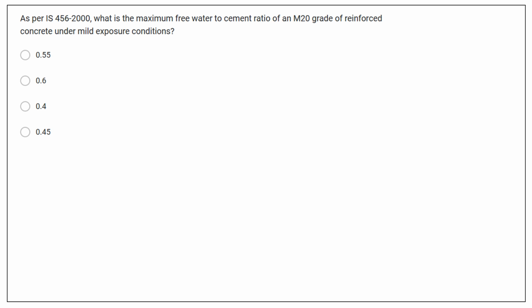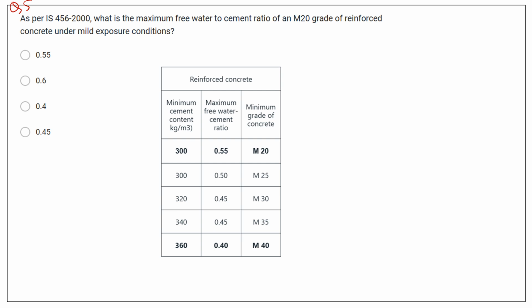Then fifth question. As per IS 456-2000, what is the maximum free water to cement ratio of an M20 grade of reinforced concrete under mild exposure condition? So for this, IS 456 gives one table, and that table is this. In this table, minimum cement content, maximum free water cement ratio, and minimum grade of concrete are mentioned. So here the grade of concrete is M20. So for M20, the maximum free water cement ratio is 0.55.